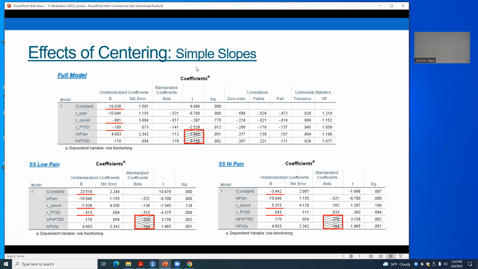Basha, can you go backwards in the slides to where we factored out and found what the simple slope of PTSD on functioning would be for high and low levels of pain, and tell me what we hand calculated.